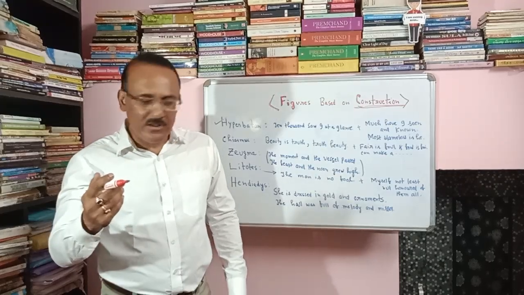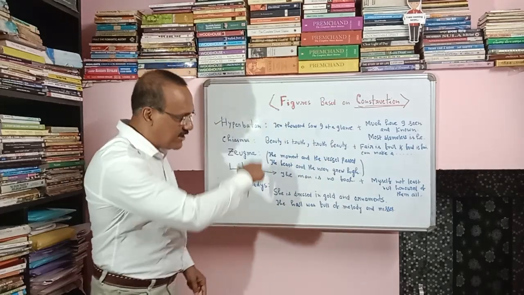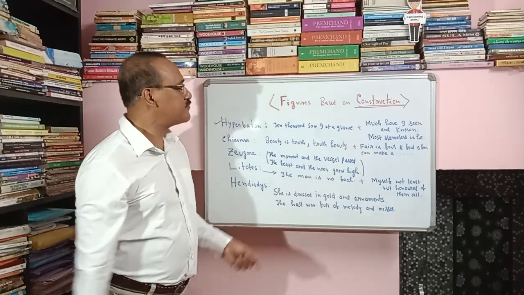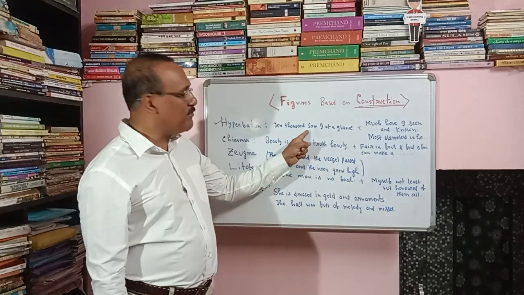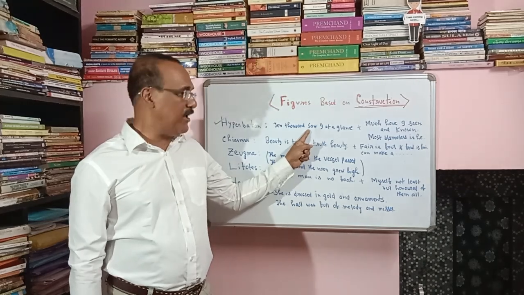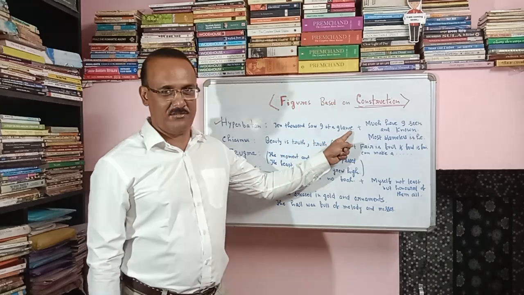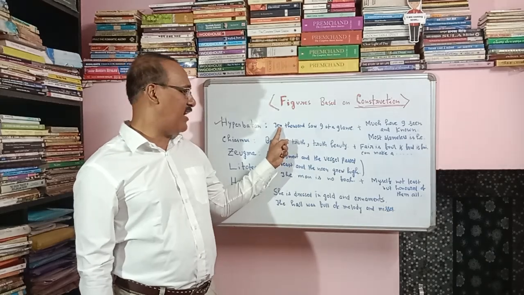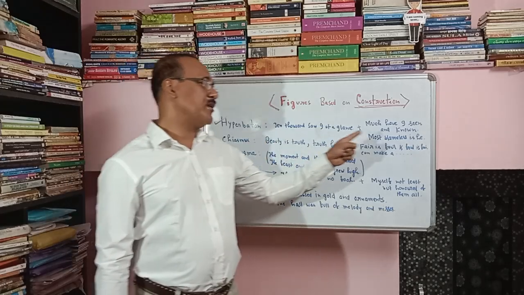What are the examples? Number 1: "10,000 saw I at a glance." If you take a screenshot of this board, then you can read everything. "10,000 saw I at a glance." So this is an example of hyperbaton. The regular grammatical order should be "I saw 10,000 at a glance." But here the poet William Wordsworth has written the sentence as "10,000 saw I at a glance." So this is an example of hyperbaton.